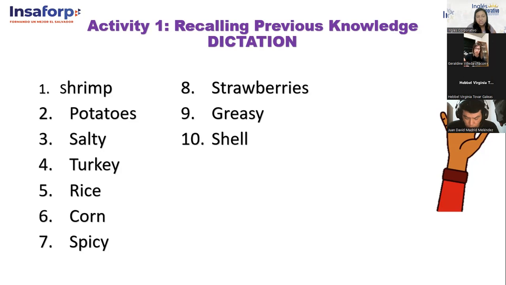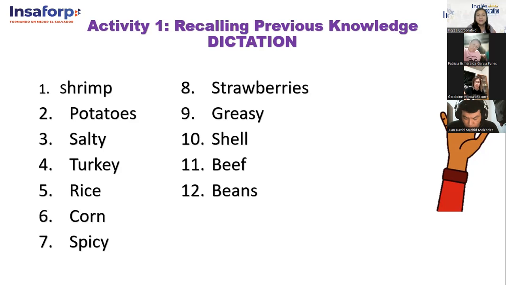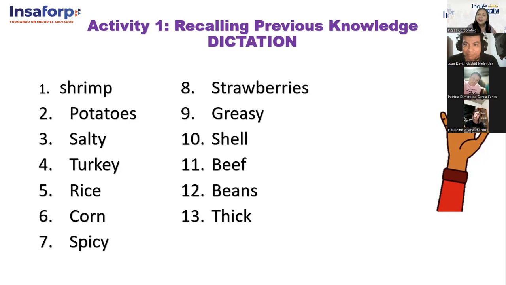Shell. 11? Beef. Mm-hmm. Like beef steak. 12? Beans. 13? 13 is thick. Thick. For example, when you drink atole, the consistency of the atole is thick. Okay, it's thick.